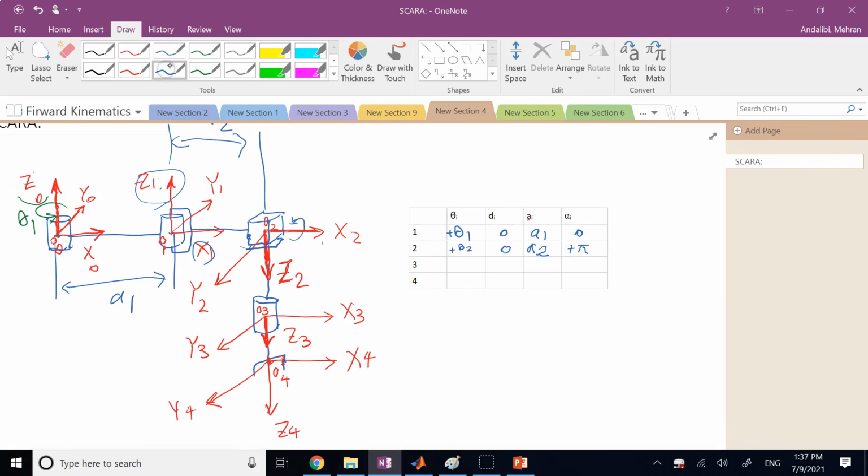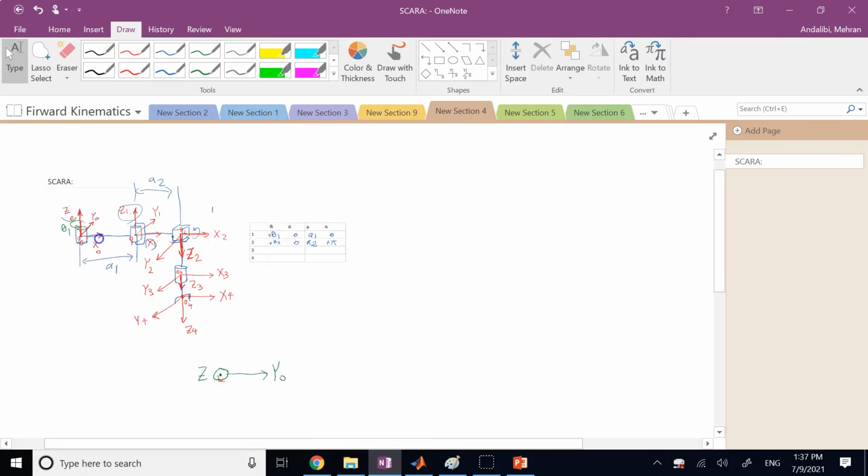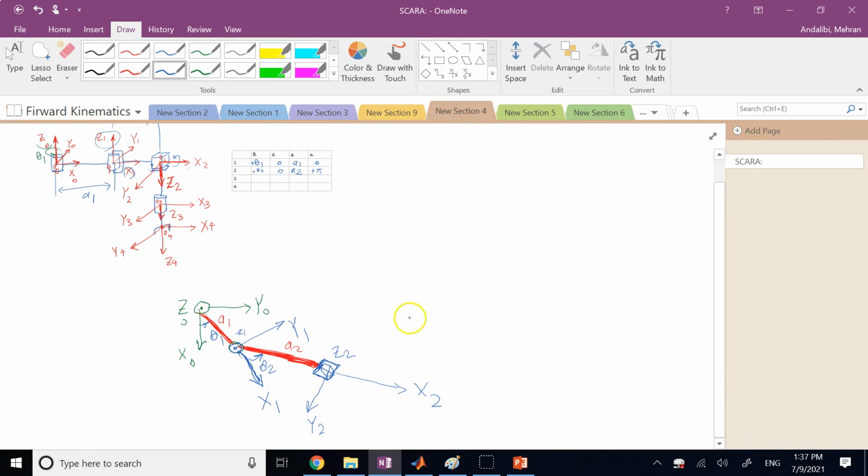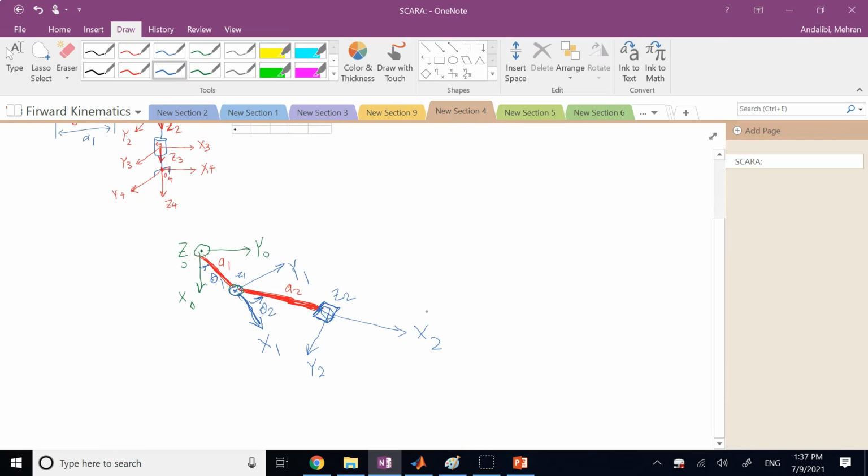Good. Now, how do I go from frame 2 to frame 3? How do I do that? First, do I need a rotation to align the x's? In this case, I don't. Because if I look from the top, x3 is right below x2. So if I had a way to draw it, x3 would be right below x2.